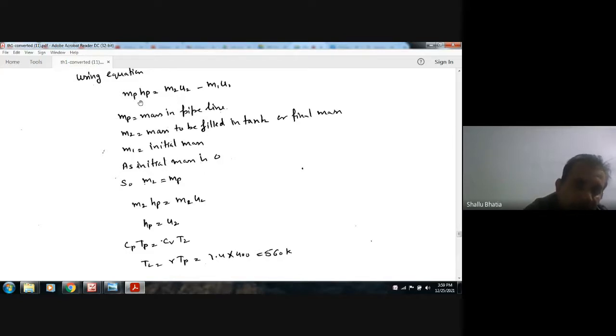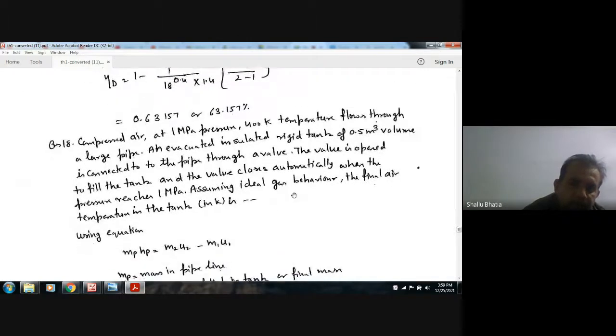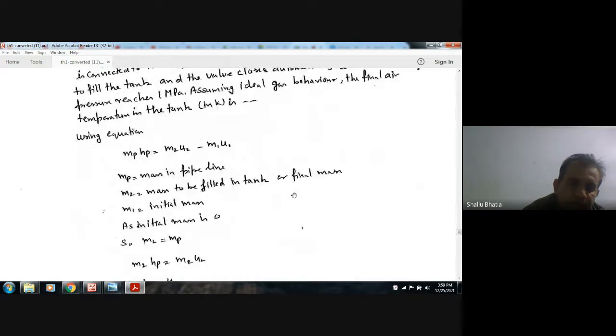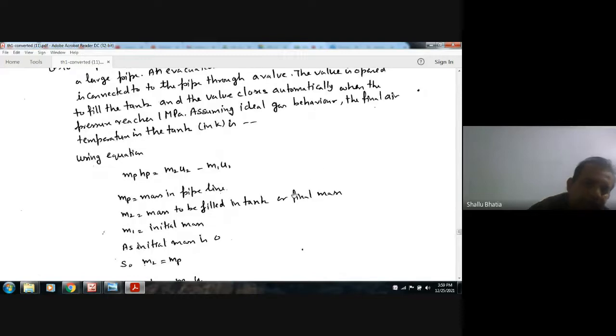So all the mass that is filled in the tank is the same as that going through the pipeline. Okay, so m2 will be equal to mp. So m2 and mp cancel out. So hp will be equal to u2. Okay, so hp is your Cp T and u2 is your Cv T2. Now Cp by Cv is your gamma, and T2 is gamma times Tp, that is 1.4 times 400, which is 560 Kelvin. Okay. So the temperature after filling the tank is this.